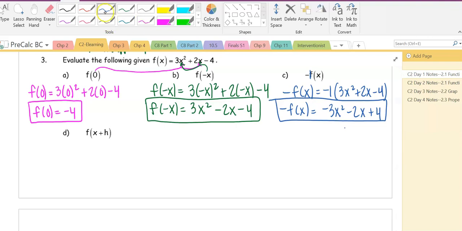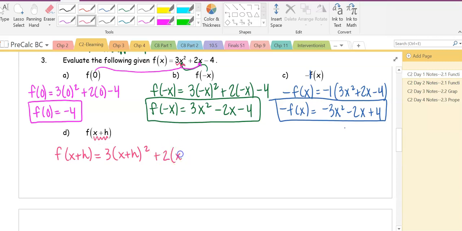Okay. All right, and the last one of these, f of x plus h. Same idea as a and b. Instead of plugging in an x, or excuse me, at least in b a -x, we are now plugging x plus h in place of x. All right, so this is going to look a little weird. It's going to look like this. 3 quantity of x plus h squared, right? Because it's 3x squared. So it's becoming 3 times (x plus h) squared plus 2 times (x plus h) minus 4. All right, every x is being replaced.